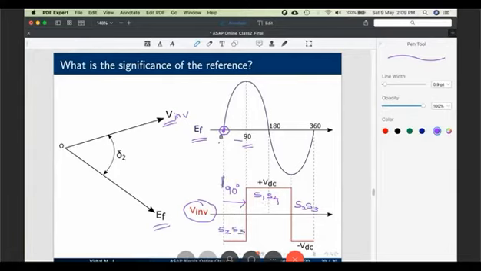So thus, if you have your reference here, if you know your reference, then you can synthesize your output voltage at whatever phase you want. Hope the concept is clear.